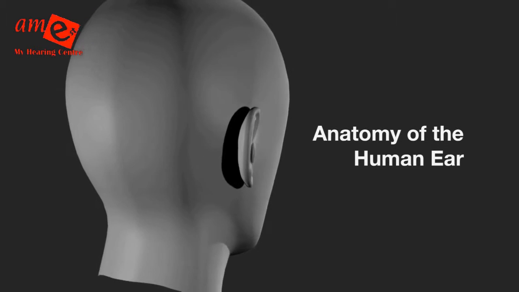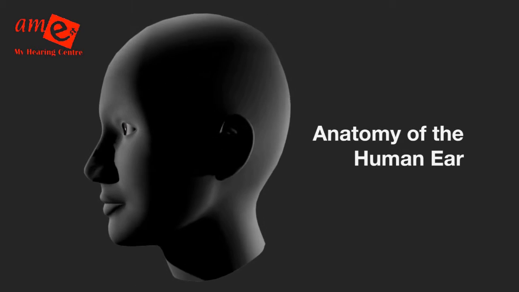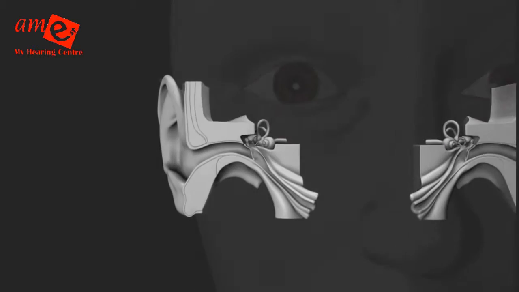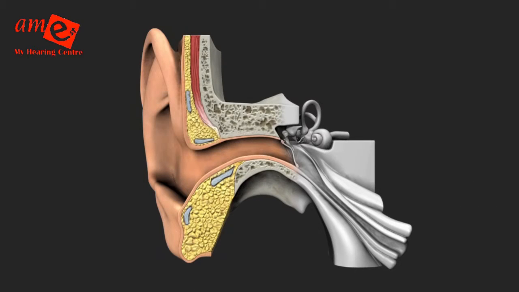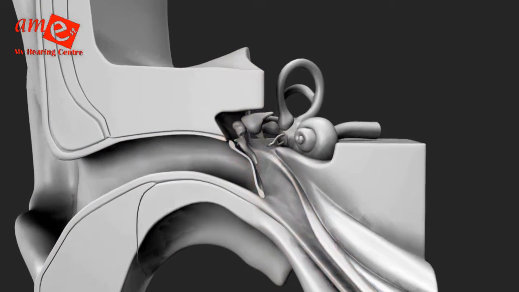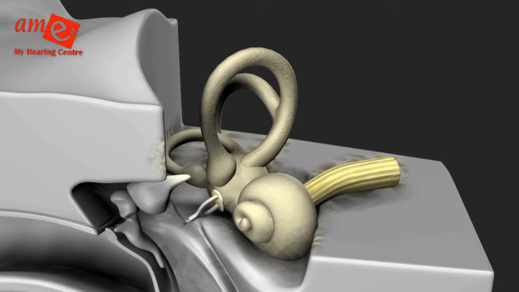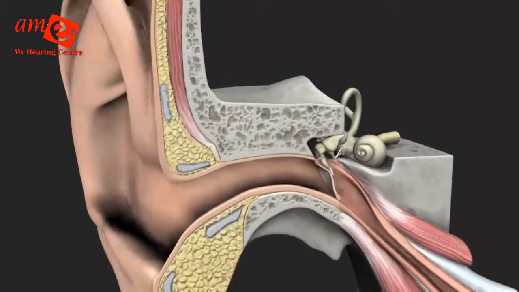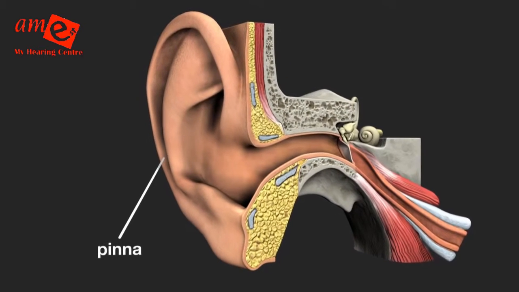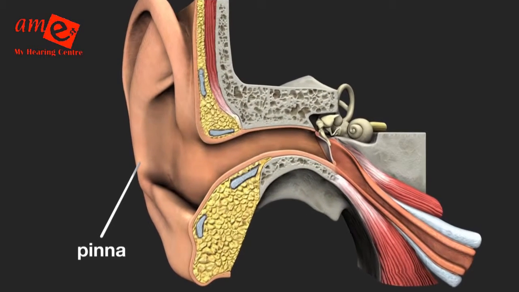Anatomy of the human ear. The human ear is made up of three parts: the outer, the middle, and the inner ear. The outer ear consists of the pinna and the external auditory meatus.